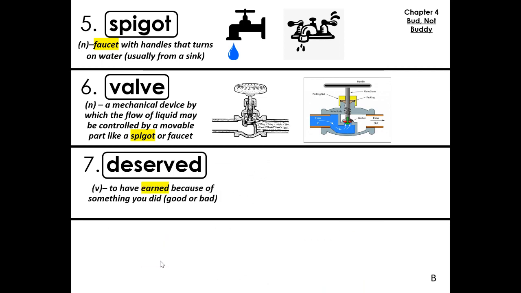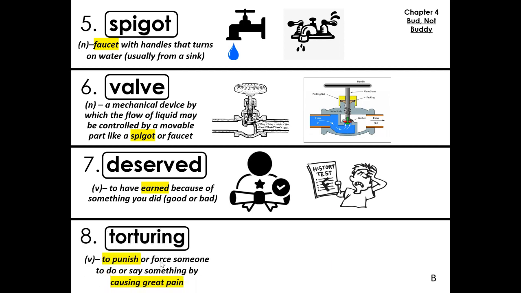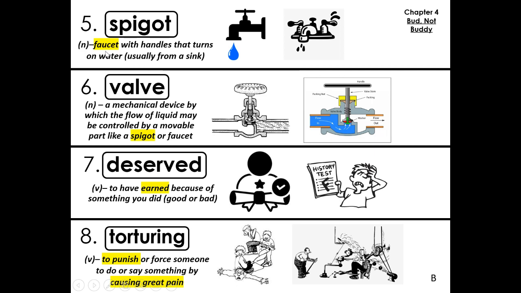Number 7, deserved, to have earned something because of something you did, good or bad. You can deserve something good or you can deserve something bad. Number 8, torturing, to punish or force someone to do or say something by causing great pain. And again, I highlighted the shorter definition in yellow, or a synonym. So if you need to, push pause, make sure you have all 4 words, 5 through 8, and a synonym and a quick sketch.